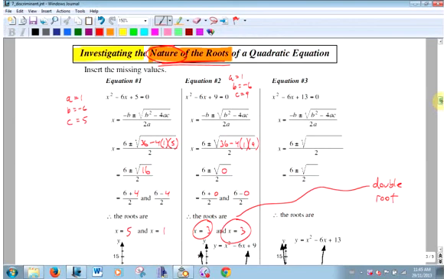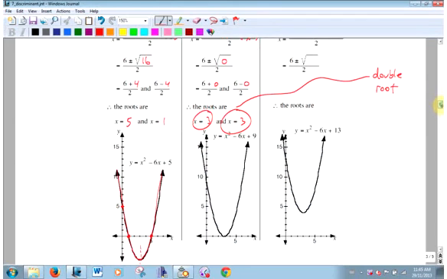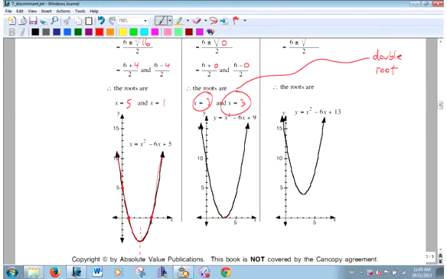What does this thing look like? If you put that in your graphing calculator, there's the point 3, and there's the other one, 3. Does it really cross the x-axis? It touches it and bounces back up. It's still called a root, still called an x-intercept, even though it doesn't really cross the x-axis. It just touches it, okay?